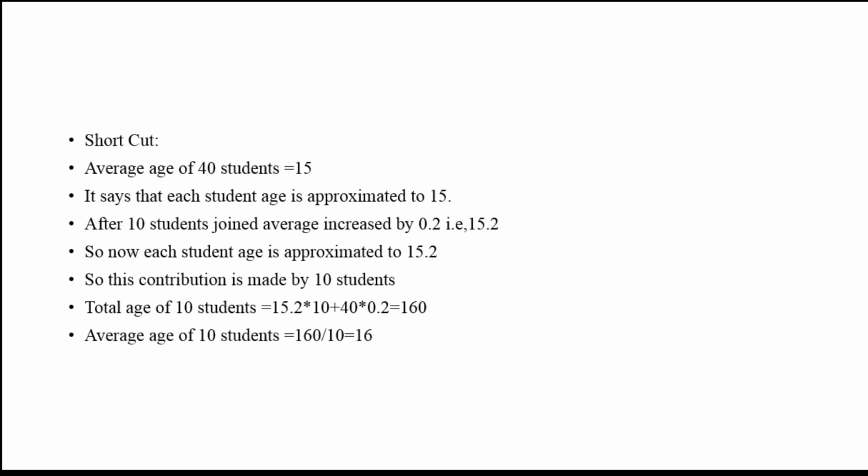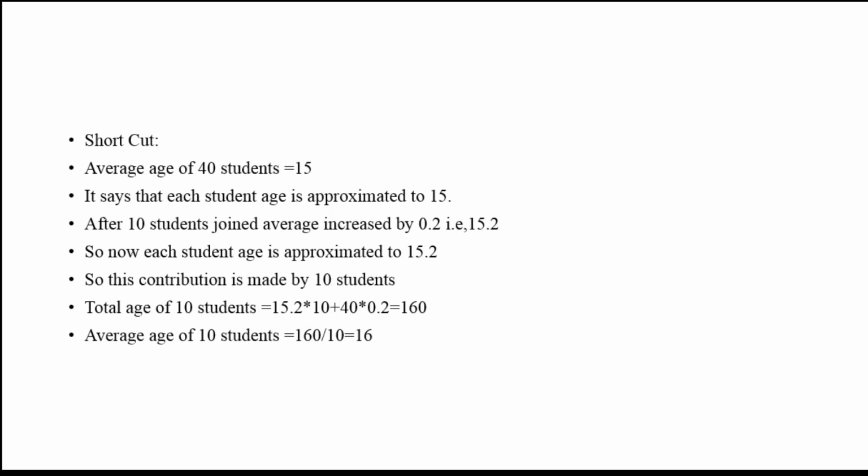5 years. So the already existing students, there are 10 students. Now they became 15 students. So the 10 students' age has become 20 years. So every student's age has been increased by 5 years. Before they had 15 years age, now they have 20 years age. The 5 years age has been contributed by the new students.